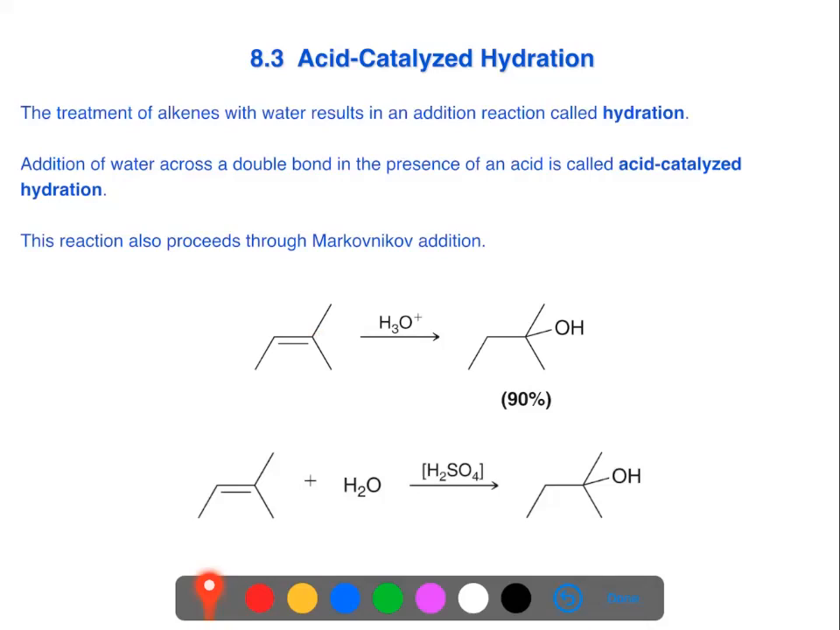Now, there are a couple ways in which we can show that the reaction is acid catalyzed. One way is to show the hydronium ion on the reaction arrow, which implies that water is the main reagent used in this reaction, but there is some acid present. And so in the addition of acid, you'll generate small amounts of the hydronium ion. Another way in which you can show that the reaction is acid catalyzed is to show in brackets a strong acid. In this example, they're showing sulfuric acid is being used as the acid in catalytic amounts.